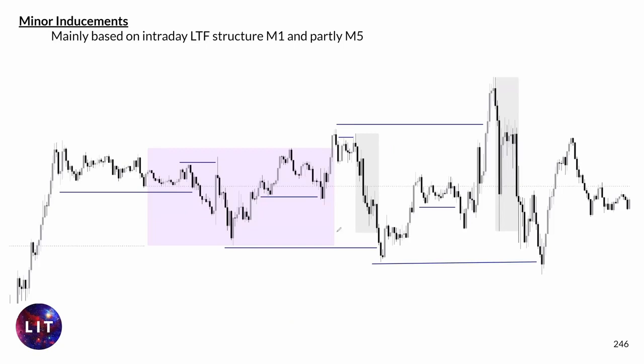As you can see, that is of course now a 5-minute chart, and it's labeled minor inducement. So what does this mean? A minor inducement needs to be done mainly based on intraday lower time frame structure, being the M1 and partly the M5. What do I mean by partly? I will dig into it when we cover the medium ones. But overall, minor inducements are on the 1-minute and 5-minute charts.